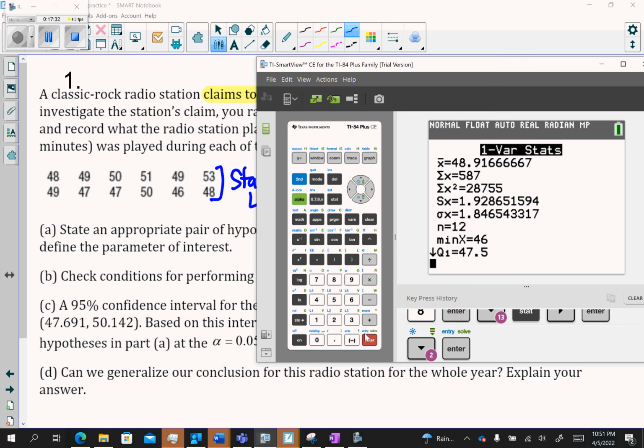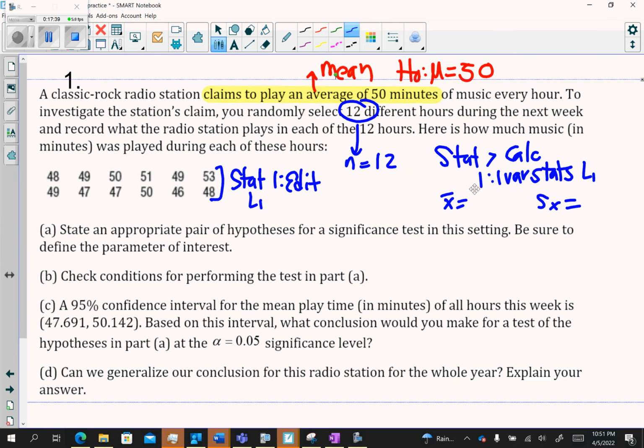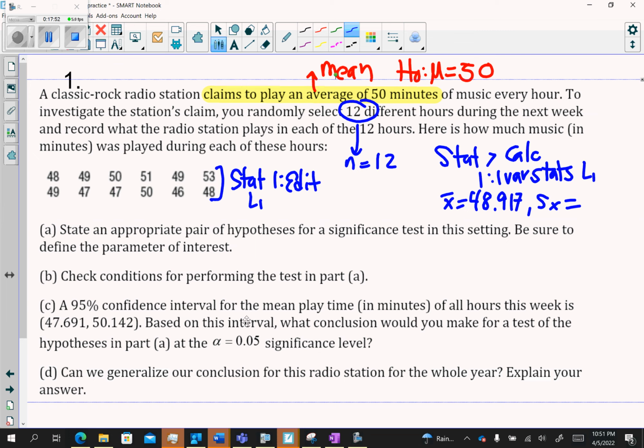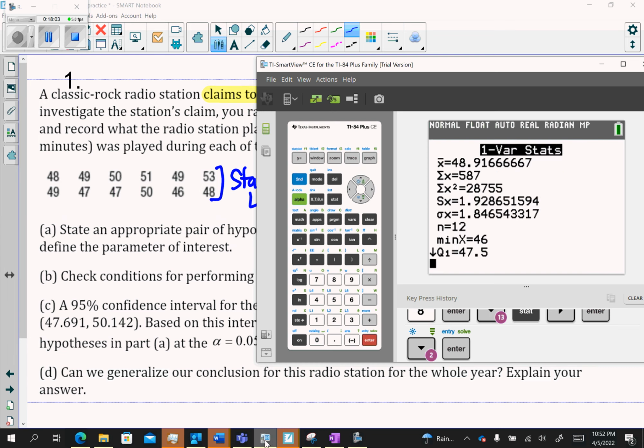All right, so I have 48.917. I better write that down. 48.917. That's the mean, x bar, and the S is 1.929. Okay. All right, and then I do have to plot this data because it's a sample of size 12, which is too small. So I will do that now.